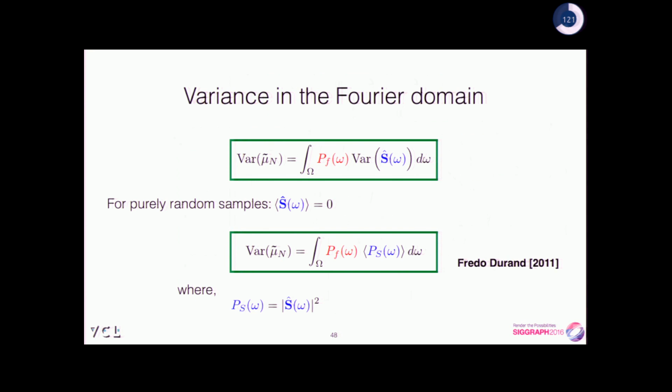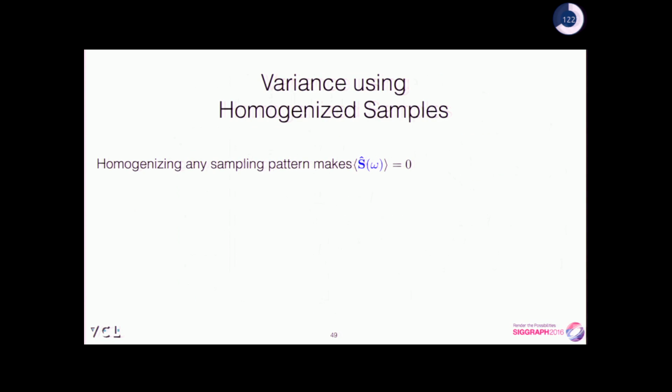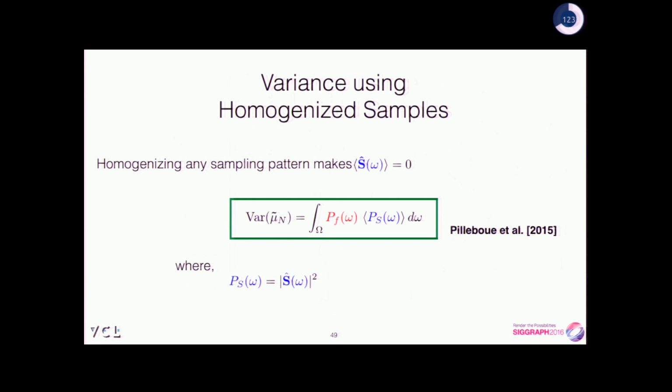Okay. So for purely random samples, we know the expectation of S hat is 0. And we know that homogenizing gives you this except at DC. So we can also write that the variance is in this form, the inner product of the power spectrum of the integrand and the expected power spectrum of the sampling pattern. Some postdoc proved this subsequently in 2015.